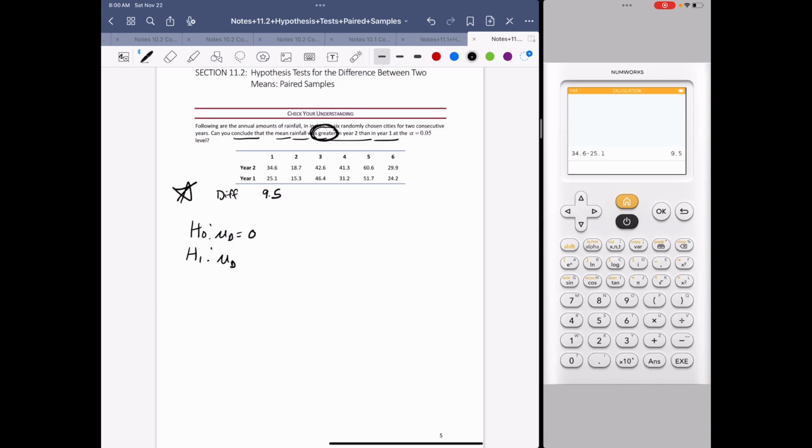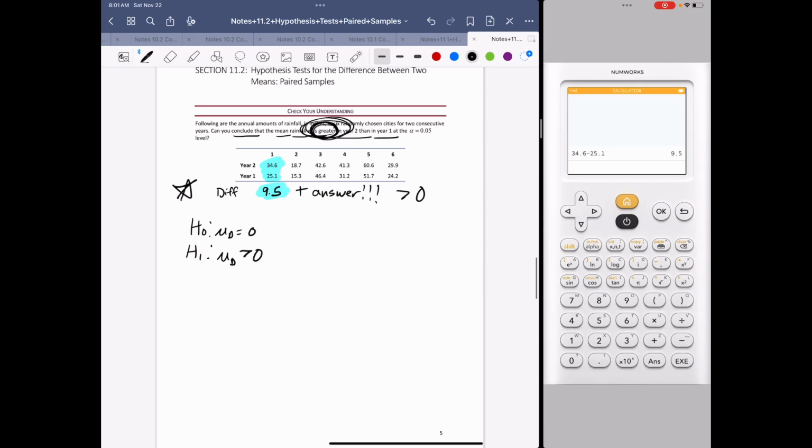There's no difference. Now, I want you to look at one where it was greater in year 2. So like this first one. Okay, if it was greater in year 2 than in year 1, I got a positive answer. All right, if I get a positive answer, a positive number is greater than 0. This is going to be greater than 0. And like I said, just because this says greater, it's not always greater in these problems. You need to look at your difference and you need to be careful.